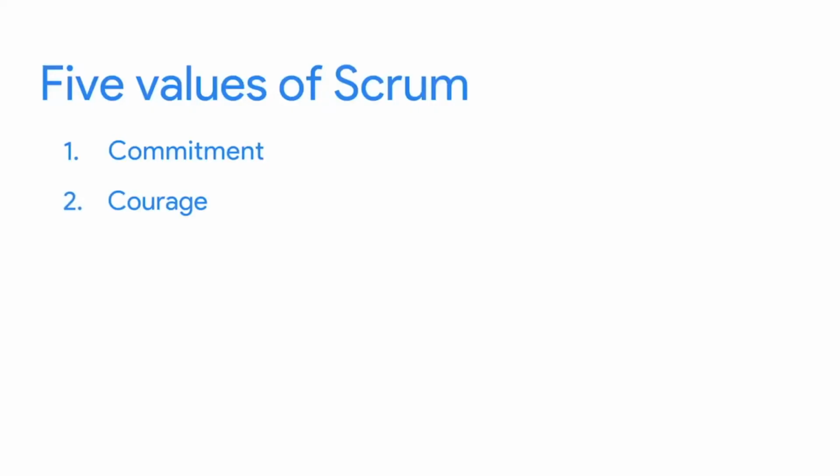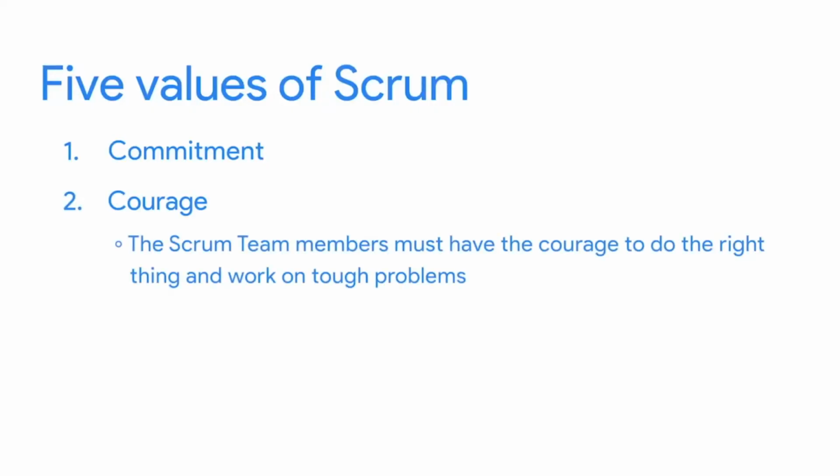The second value is courage. Scrum team members must have the courage to do the right thing and work on tough problems. In any project, there's a body of work that needs to get done. Some of the work will be relatively simple, and some will be complex, with many risks. An example of courage includes taking on a hard task that you know will require you to learn a new skill. Courage could mean telling your team that you're stuck and you need help. It might also mean calling out a negative behavior within the team to openly discuss and address the behavior. Demonstrating courage when responding to challenging situations can strengthen the team's resilience.